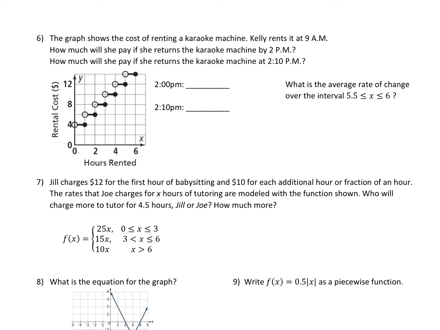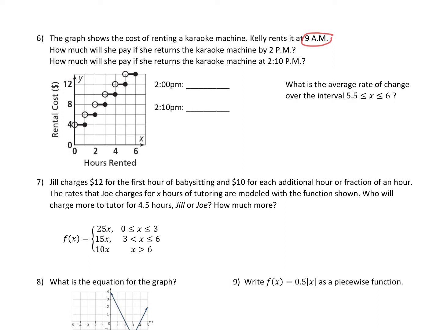All right, so we're on the back side of our ticket to retake. Number 6, the graph shows the cost of renting a karaoke machine. Kelly rents it at 9 a.m. Go ahead and circle that. That's important. That's the starting time. How much will she pay if she returns the karaoke machine by 2 p.m.? How much will she pay if she returns the karaoke machine at 2:10 p.m.?